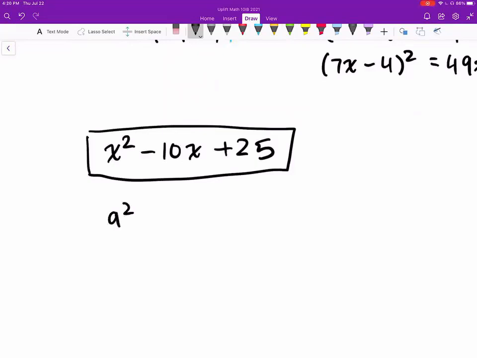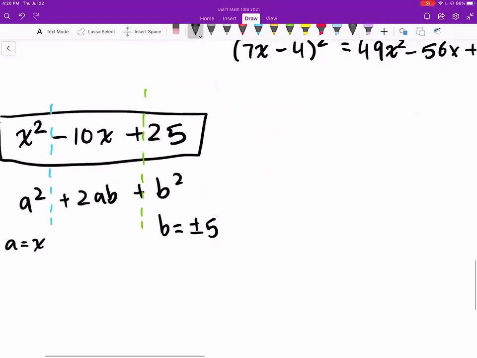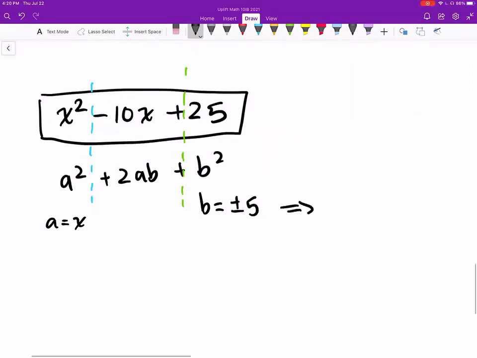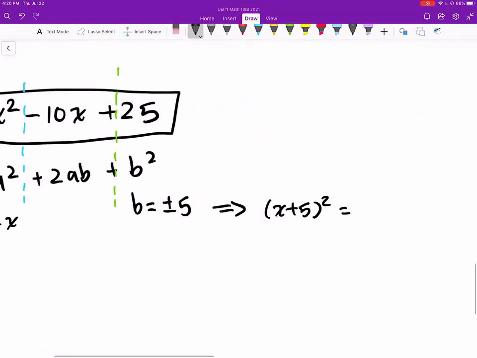So if we lay out the form of a perfect square trinomial, we can match the first column, and we get a is x. Then we match the third column, and we get b is plus or minus the square root of 25, so b is plus or minus 5. Then we just substitute a and b back into the form. x plus 5 squared does not give you the original thing, but x minus 5 does. So this is a perfect square trinomial.